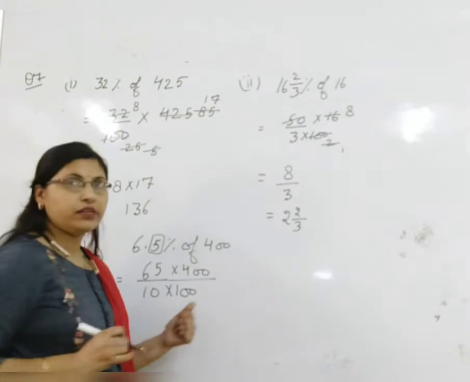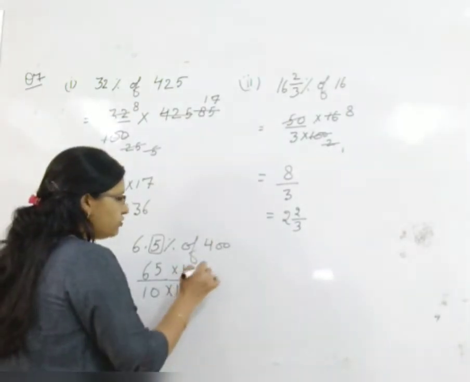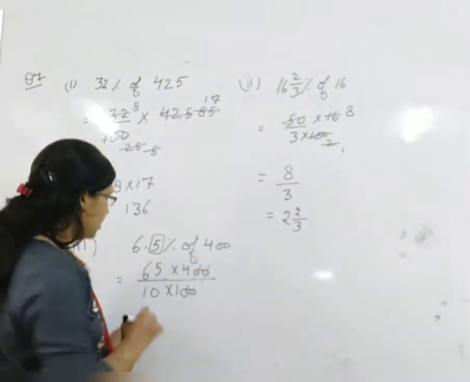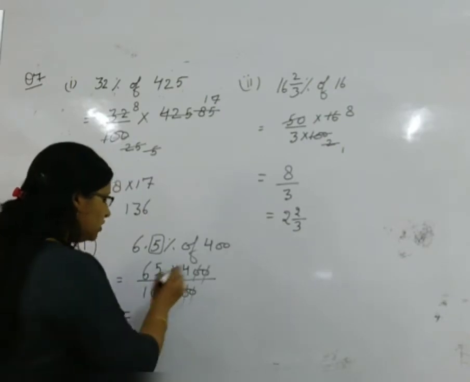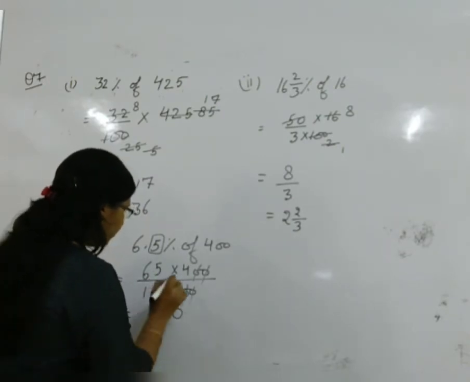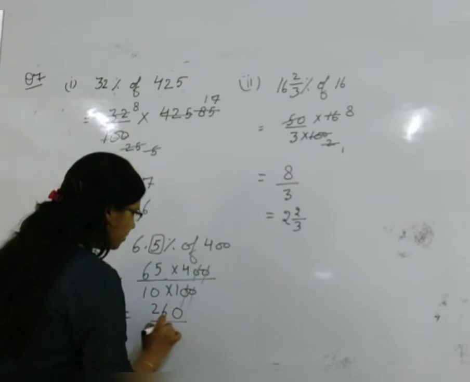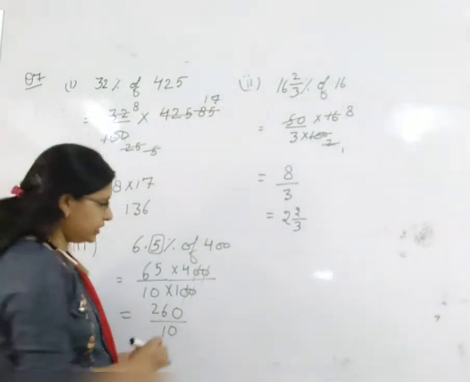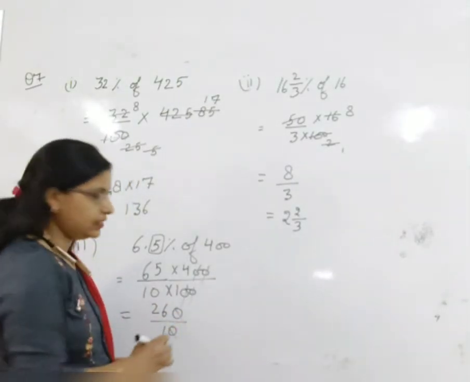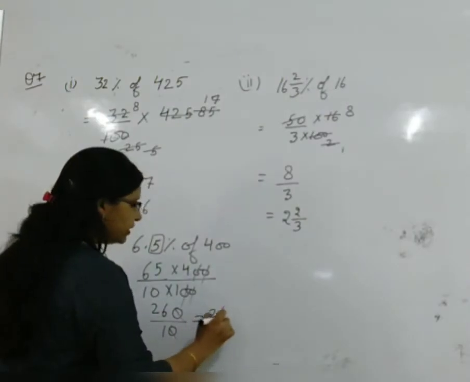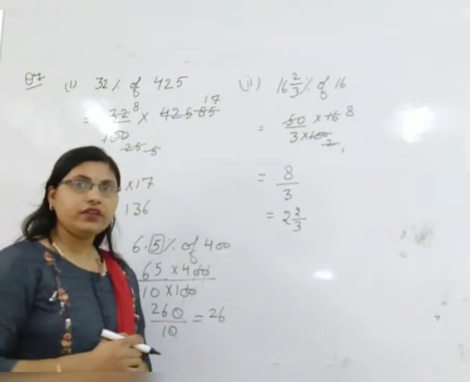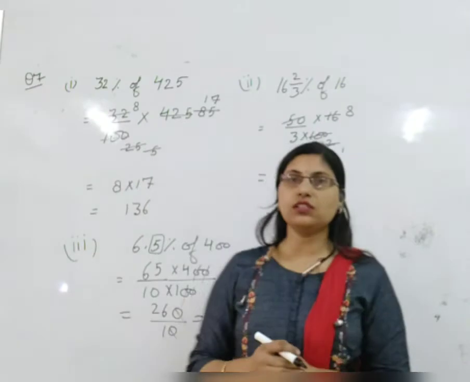Now we will do the calculations. 2 zeros will be cancelled out by these 2 zeros, and now we will get 260 in the numerator, 10 is in denominator. Again 0 and 0 is cancelled. The answer is 26. Clear everyone? I hope you understood this concept.